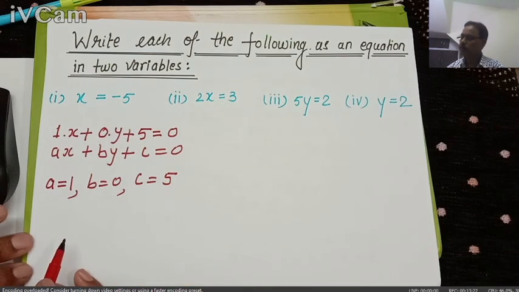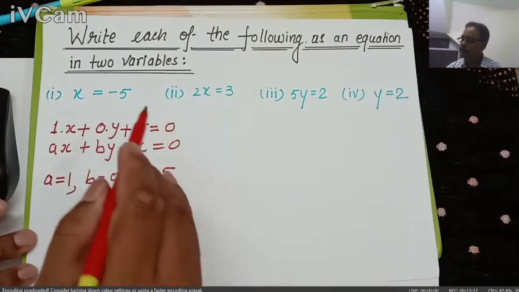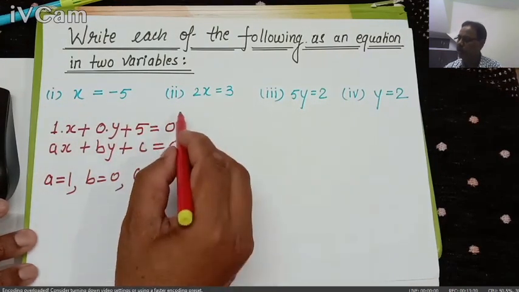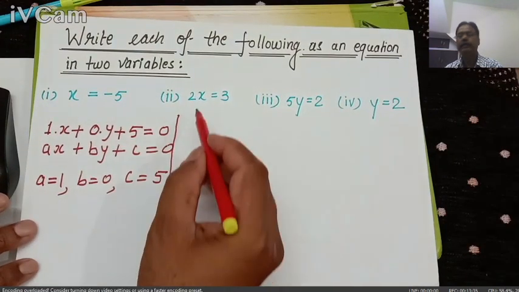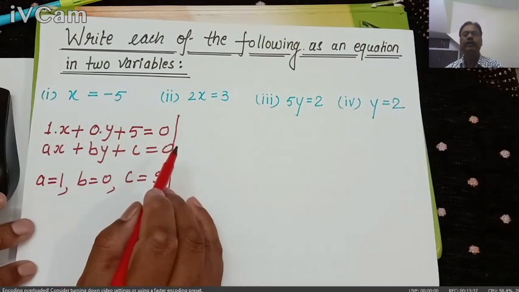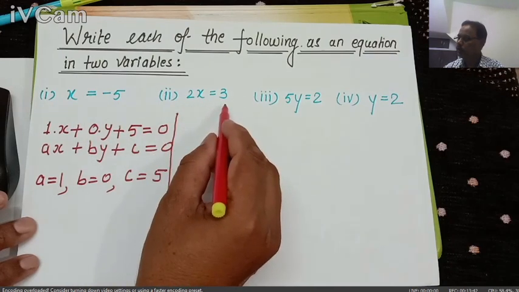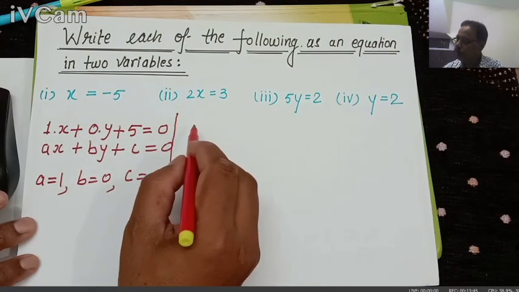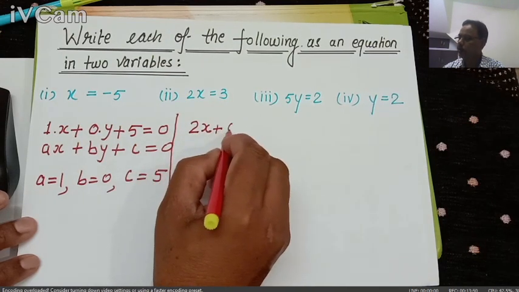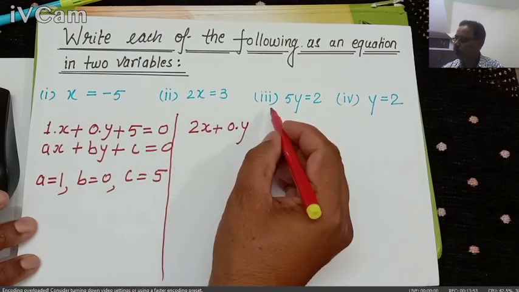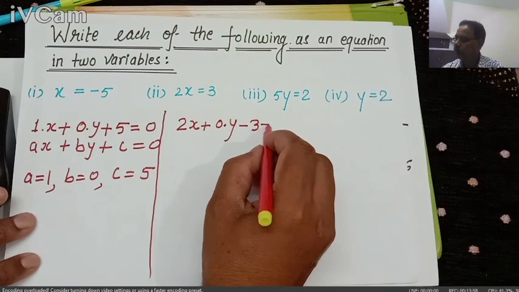Understand? If any equation is having only one variable, we can make it the linear equation in two variables like this. Now we are going to write this equation in the standard form, means it should be having two variables. So there is no variable y. So how do we write it? Let us see. 2x plus 0 into y equal to 3. So we shall transpose to the left, minus 3 equal to 0.